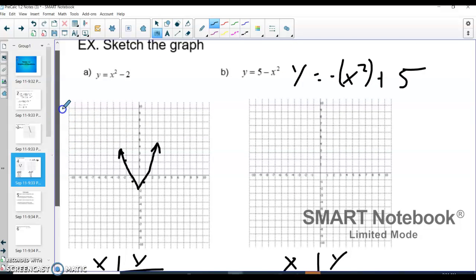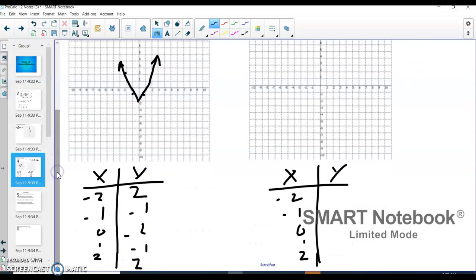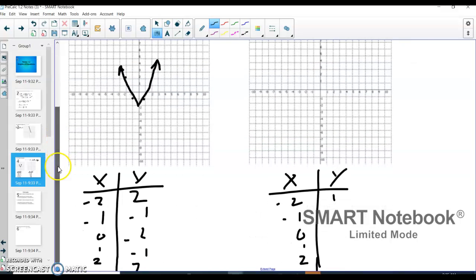So negative 2 squared is 4. That negative on the outside makes it negative 4. Negative 4 plus 5 makes that a 1. Now you plug in negative 1. Negative 1 squared is 1. The negative makes it negative 1 again. Negative 1 plus 5 is 4.